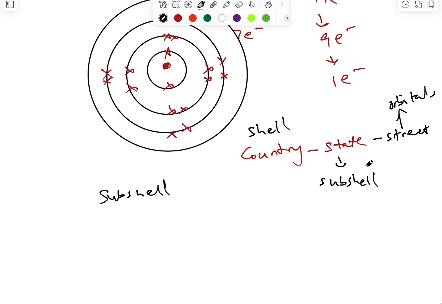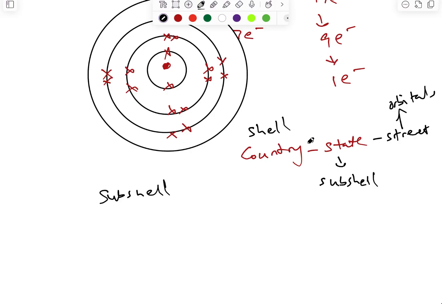But the orbital belongs to the subshell, and the subshell belongs to the what? It belongs to the shell. So we are still saying the same thing if we say electrons are found around the shell, but there is more detail when we say electrons are found in the orbitals.